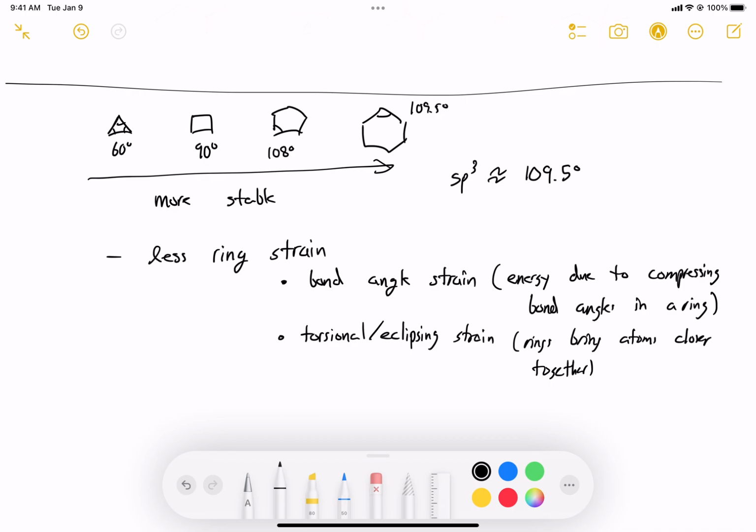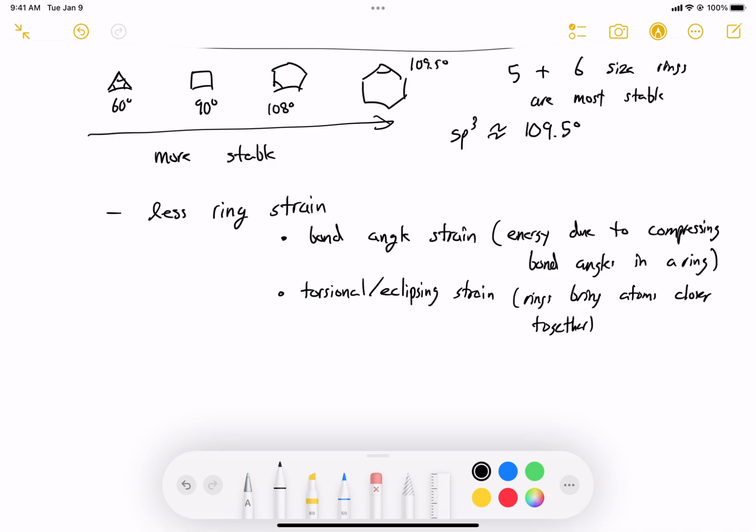Okay, so 5 and 6 size rings are most stable. So that's why in most organic products, natural products, you see mostly 5 and 6 membered rings. But that's not always the case. You can have stable 9 membered rings, 7 membered rings, 8 membered rings. So there's a large variety out there. Okay. So the ring strain. Which one has the greatest ring strain? It's going to be rings with 3 atoms.